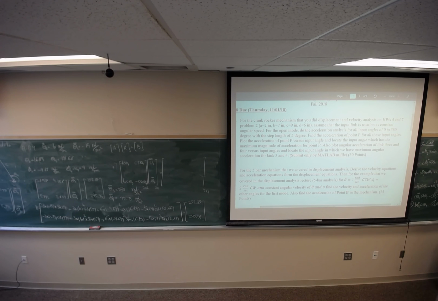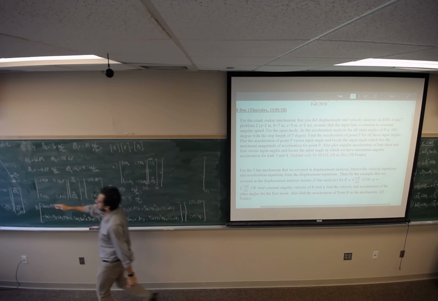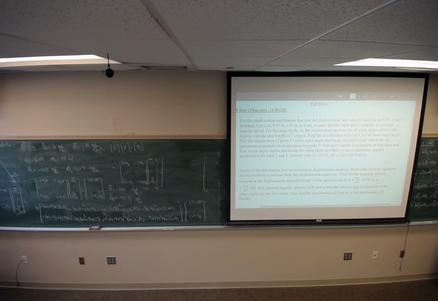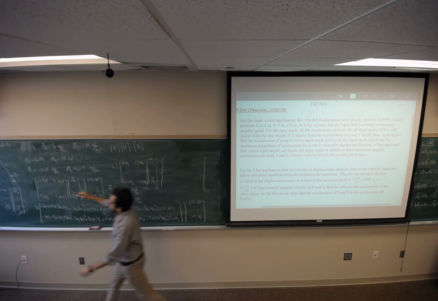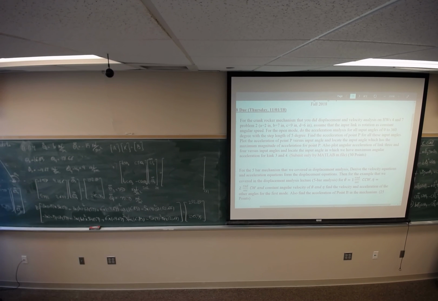In this problem, I'm asking you to do acceleration analysis for input angles of 0 to 360. Not only for one theta 2, I would like to see theta 2 varying from 0 to 360 in steps of 5 degrees: 0, 5, 10, 15, all the way to 360. Find the acceleration of point P. Point P is somewhere here. If you go back to homework 6, you can find the information for point P.